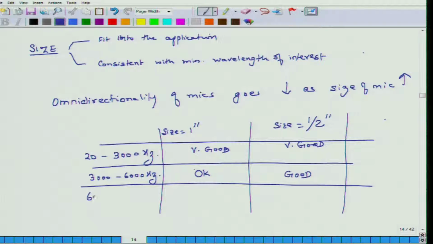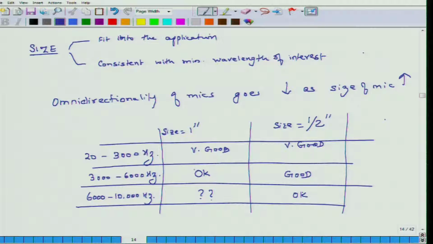From 6 to 10 kilohertz, if the sound wave has a frequency between 6 and 10 kilohertz, then this will be questionable. It probably will not be acceptable, and this may be okay. And if it is more than 10 kilohertz, then this will actually be bad, and this will be questionable.